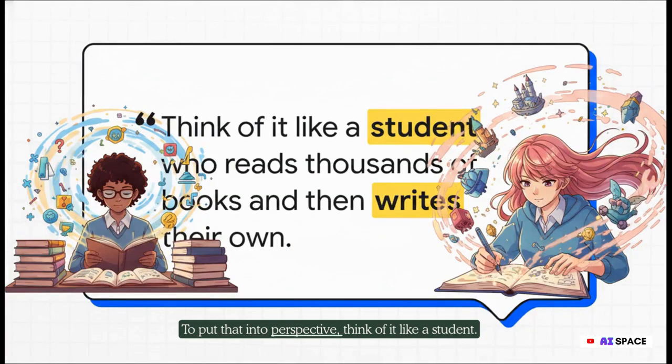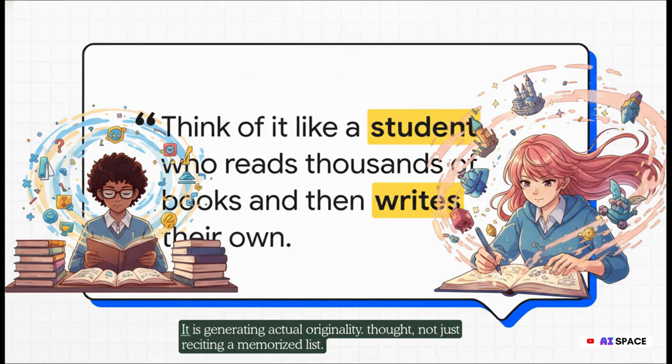To put that into perspective, think of it like a student. Traditional AI is the student who reads 1,000 books and can perfectly organize them by genre for you. Generative AI, though, is the student who reads those exact same thousands of books, absorbs the themes, the pacing, the vocabulary, and then sits down to write an entirely original novel. It is generating actual original thought, not just reciting a memorized list. It's a real game changer.